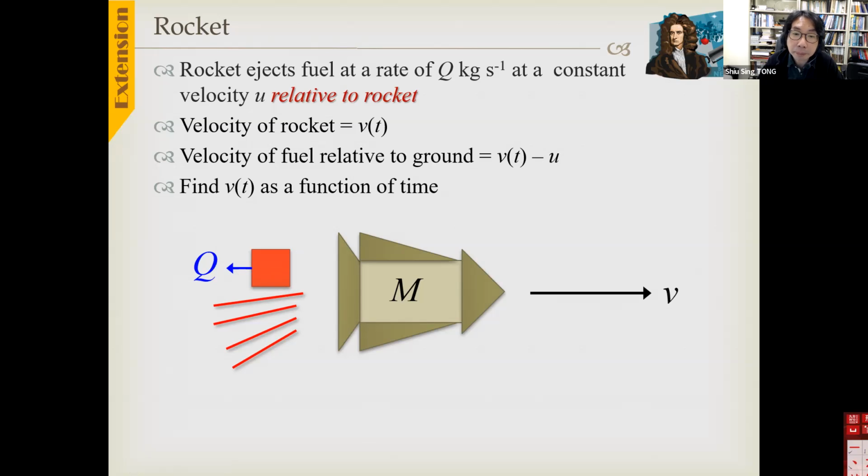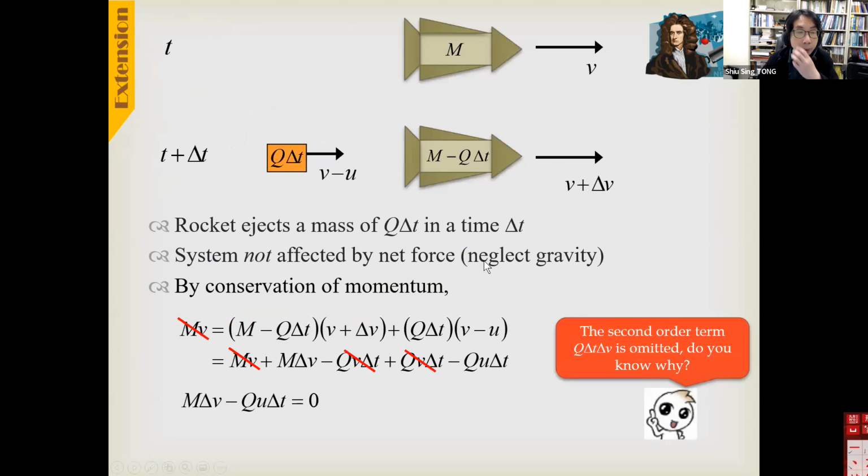And our task is, of course, to find v as a function of time. So let's do it. Now let's do it by considering the momentum change of the system. Now suppose initially at a certain time t, the rocket is flying with a velocity v. That is what happens at this instant.